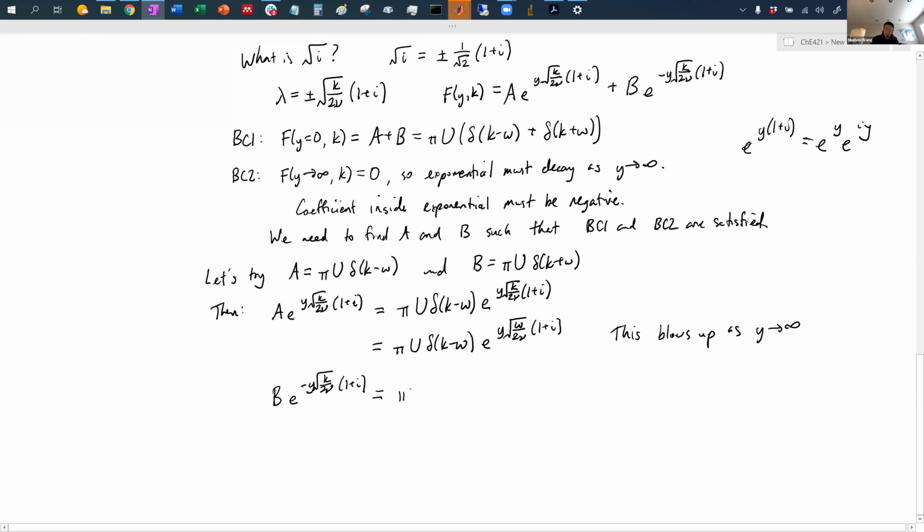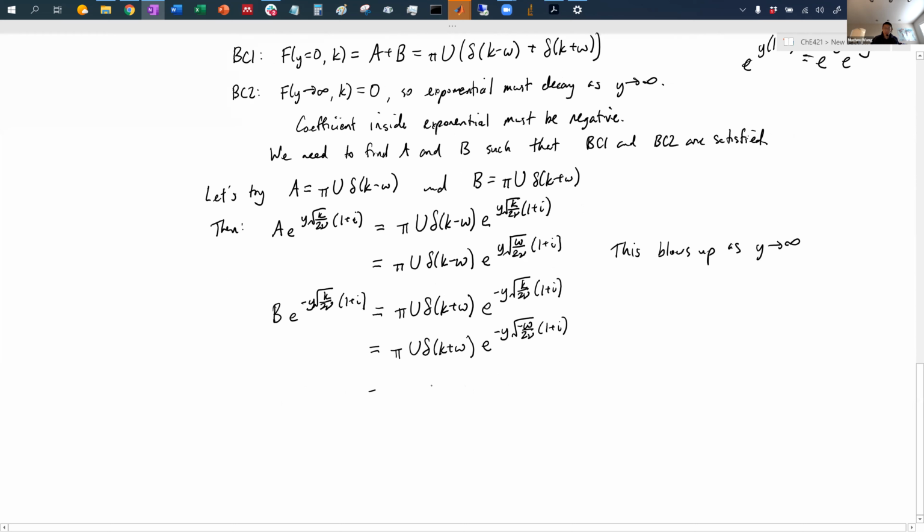That's equal to pi u delta of k plus omega times e to the minus y square root of k over 2 omega 1 plus i, like that. Okay, and so this is equal to, right? Same logic as before, sifting property. This delta function is only non-zero when k is equal to negative omega, and so we can just replace the k with a negative omega.